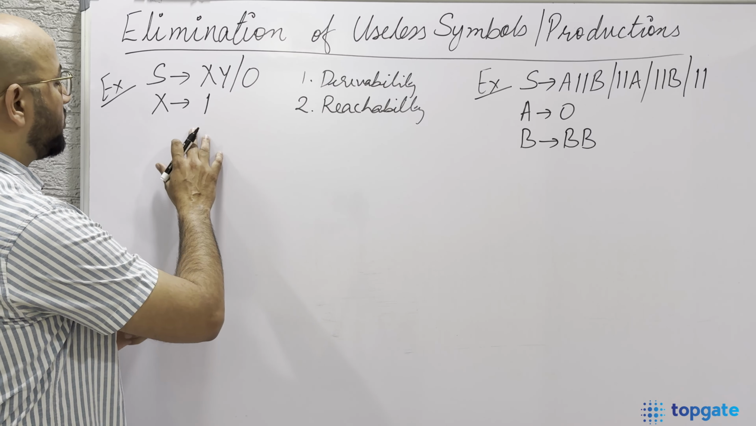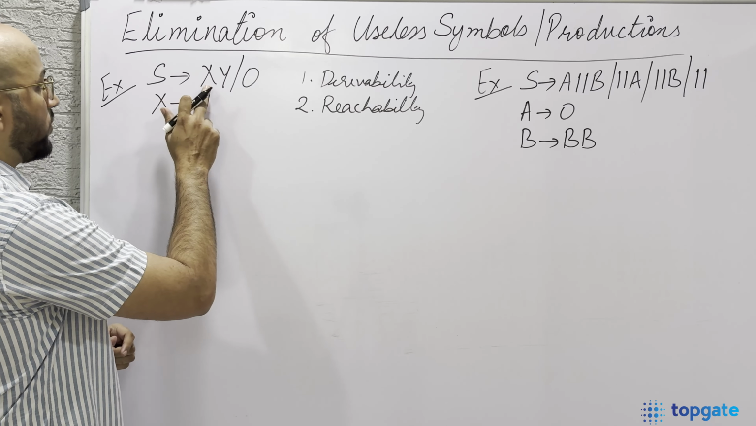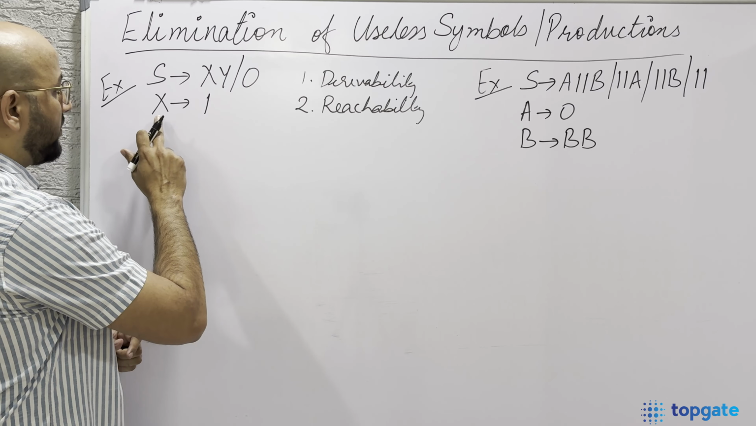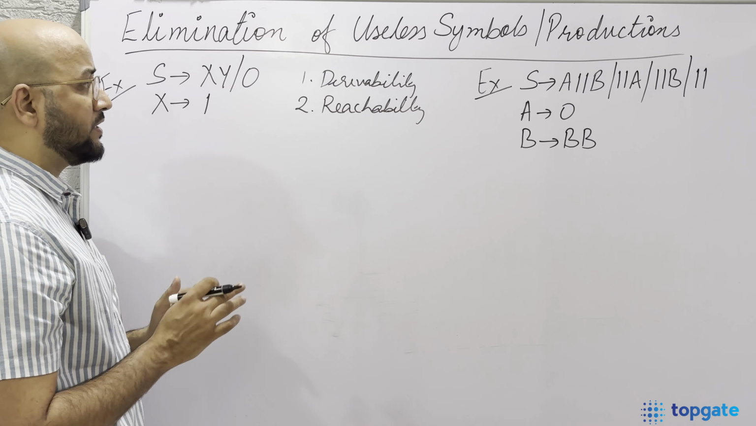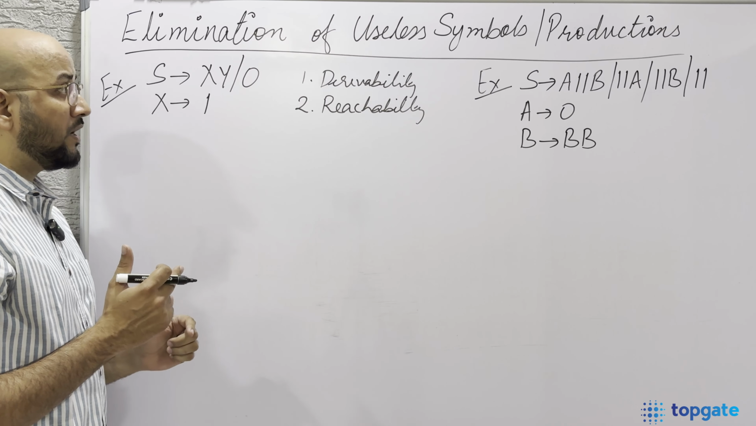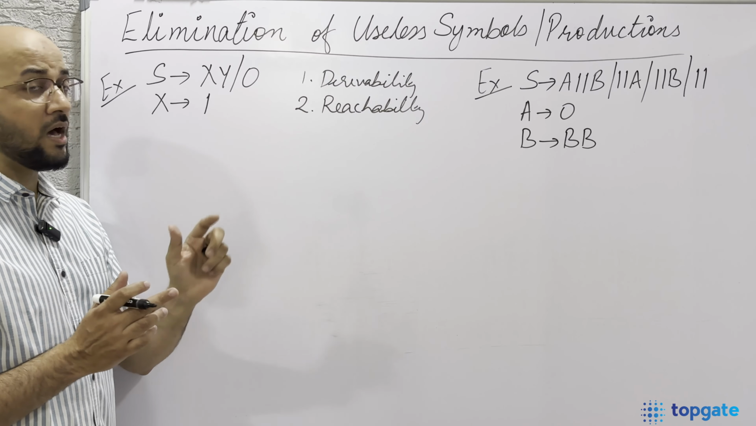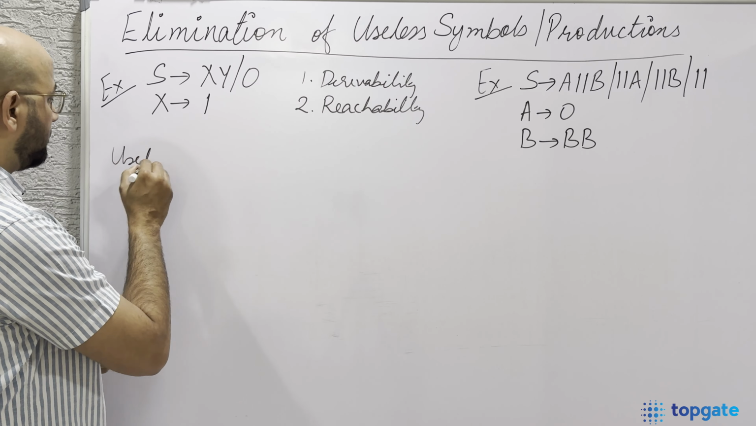So we have this example. You can see that we have three production rules: S tends to XY, S tends to 0, and X tends to 1. We have to eliminate all the useless symbols. Before finding the useless symbols, I'll first try to find out how many symbols here are useful. Clear? So let's find out the useful symbols.